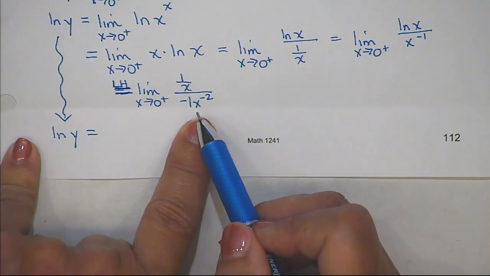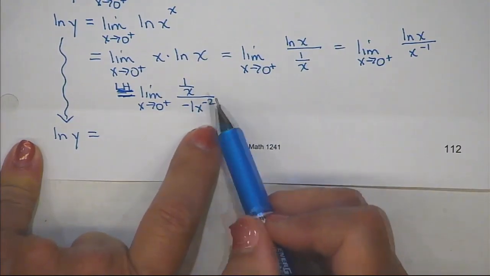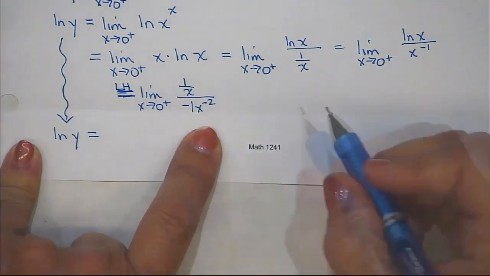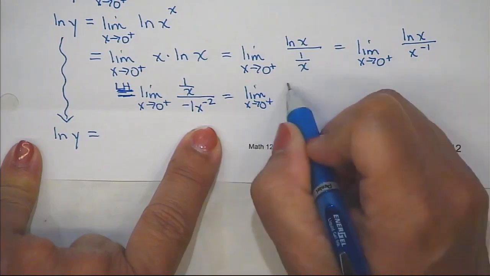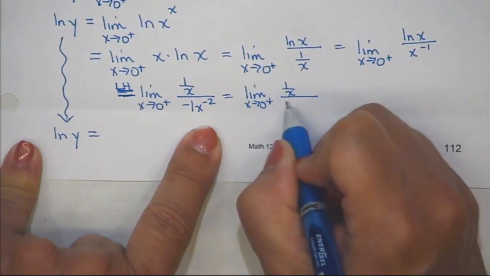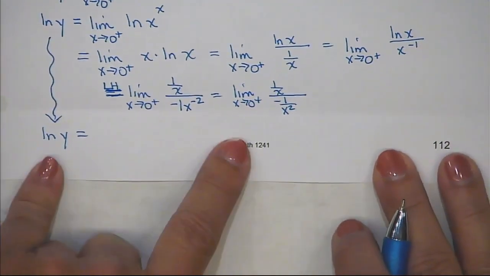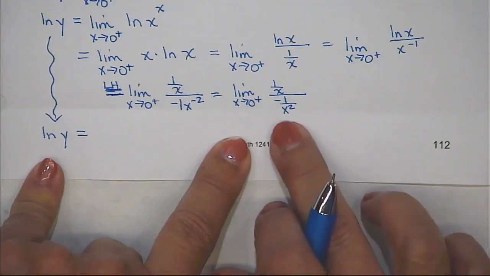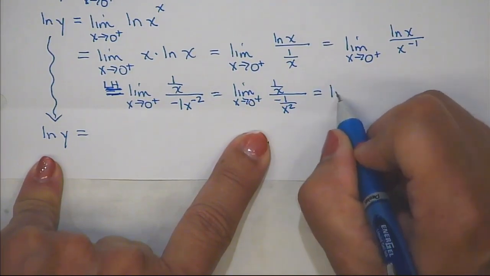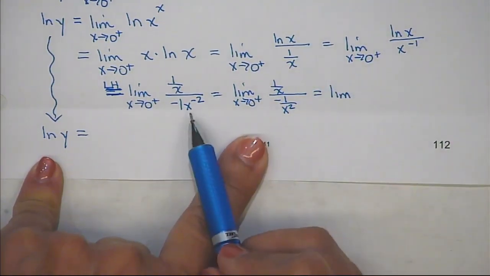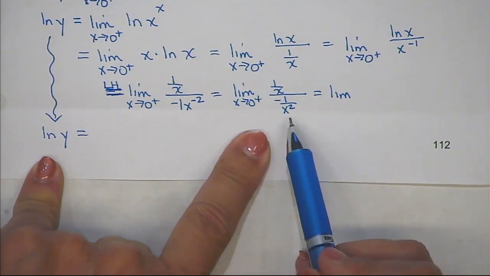And I do these steps, I mean, we should be able to do that in our head, but some of you get lost where the x's go. So just take your time and do the steps. It's not a big deal. All right, so the limit as x goes to 0 from the right of 1 over x over negative 1 over x squared. And hopefully that way you can see that you're going to flip and multiply the denominator, and then you can simplify it. Okay? Everybody with me? So I just changed the negative 1 x to the negative 2 to negative 1 over x squared.